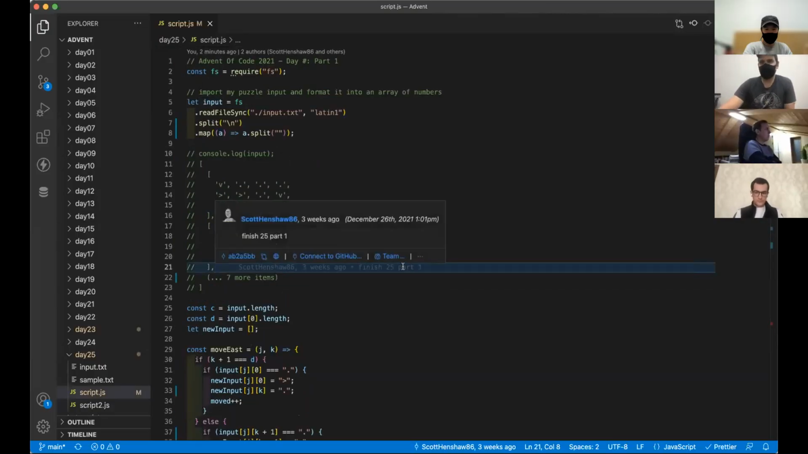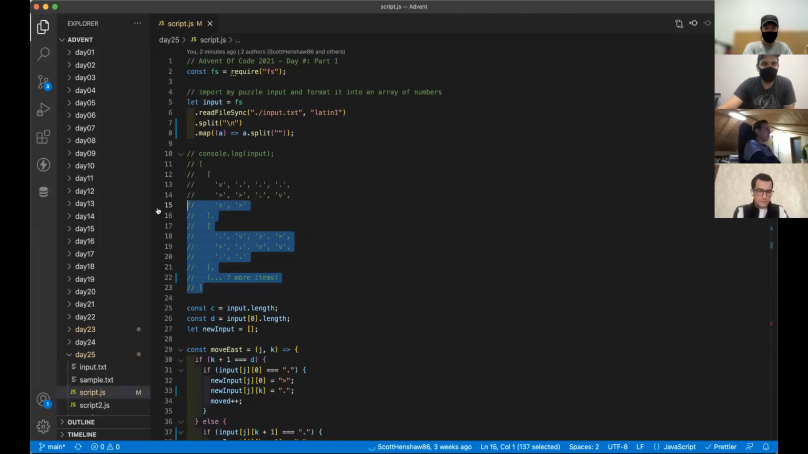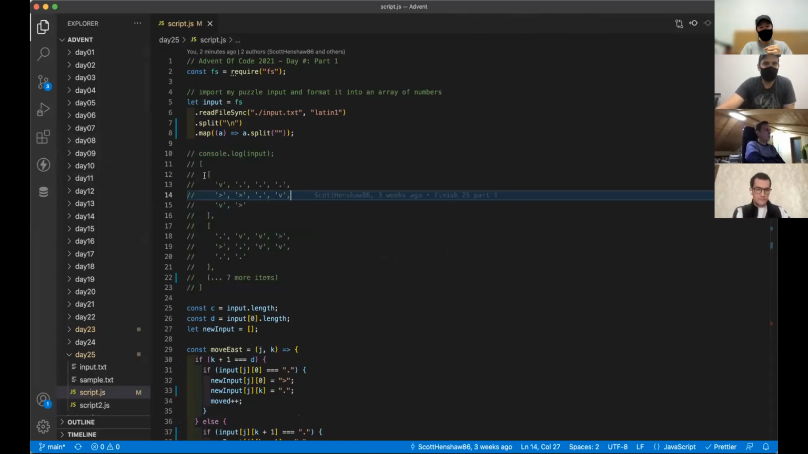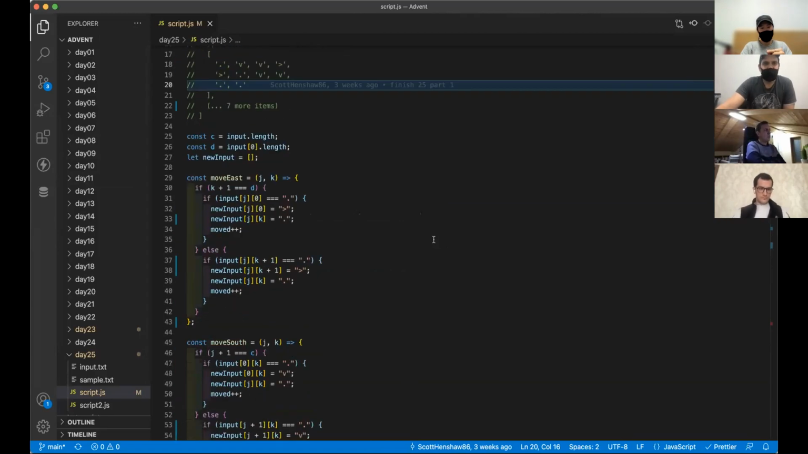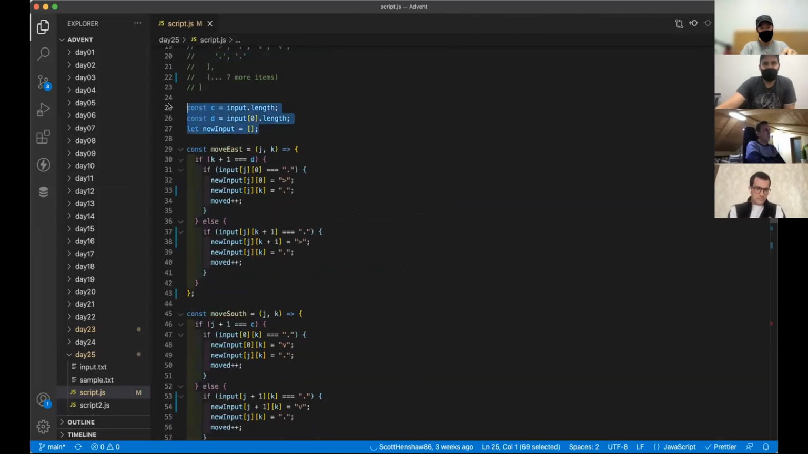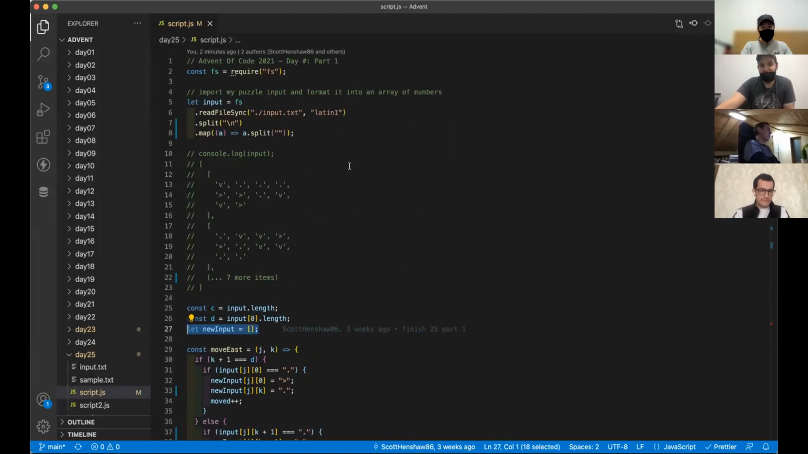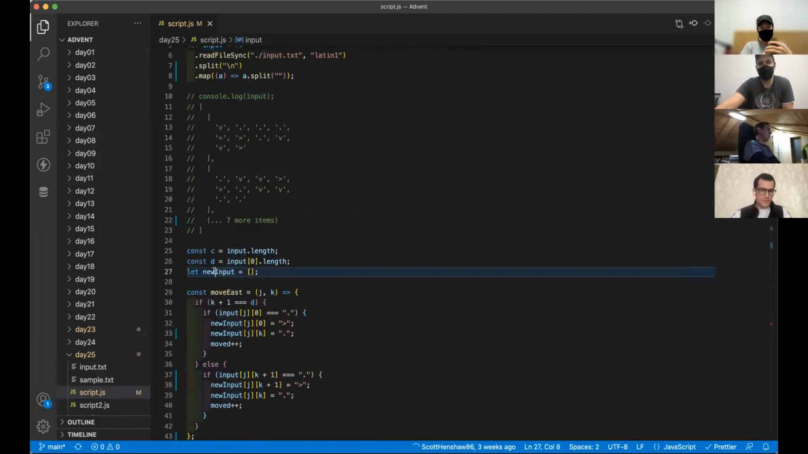All right, so here's my code. I formatted my input like this. I have an array of strings for every row. So this is for the sample input. Now I have a few global variables here, my C and my D for my input length. C is the number of rows, and D is the number of columns. Now I created a new input. My regular graph is my input, and I need a new input. It's going to be a copy of that soon.